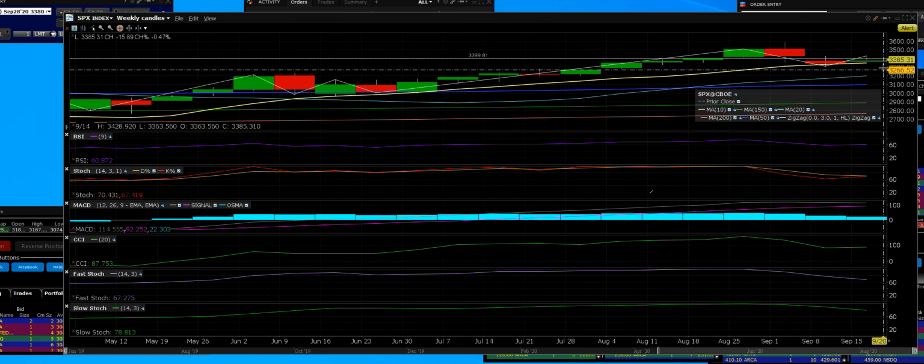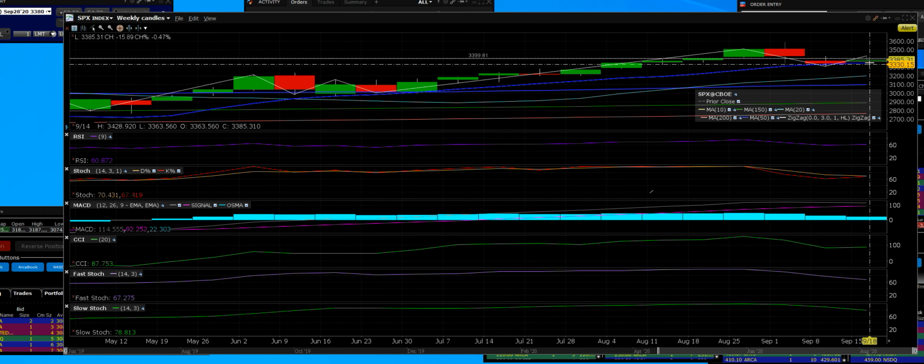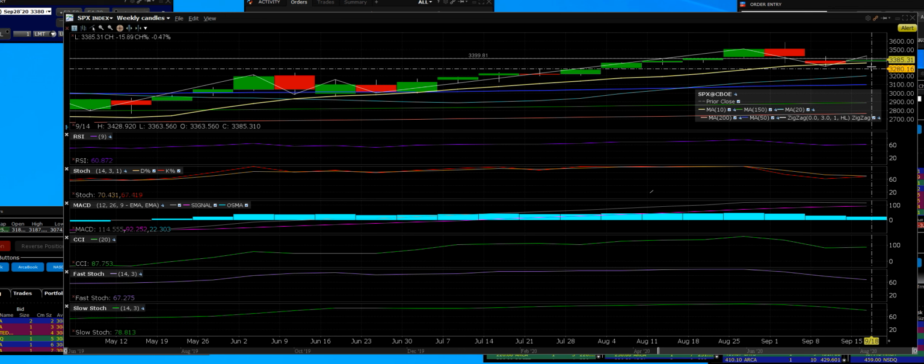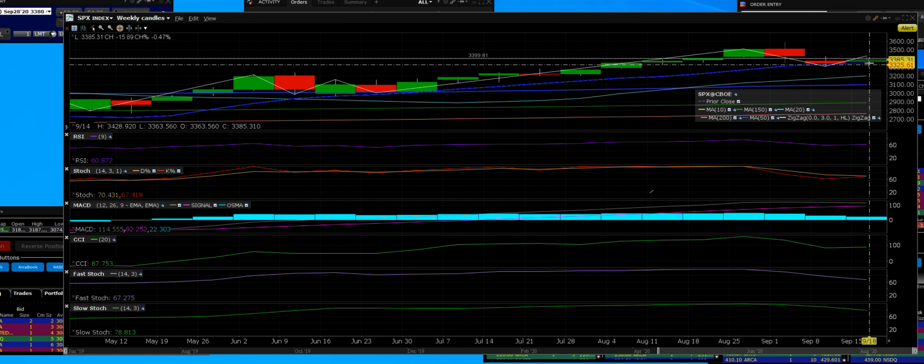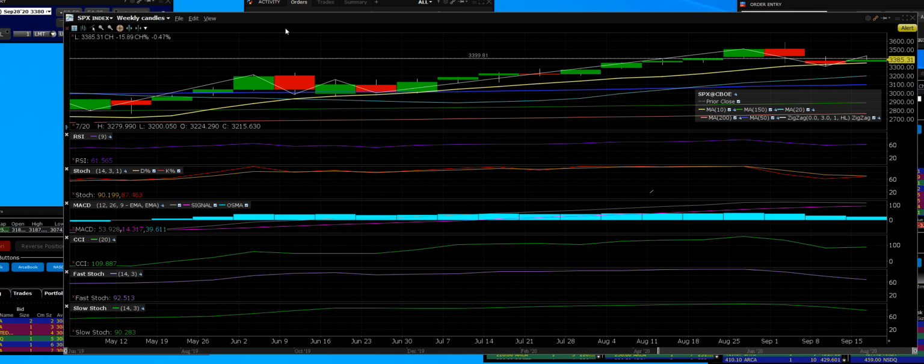And for the bears, now, you don't really get any real big traction unless you break that 10-week moving average and break these support levels. Then we go a lot lower. Be aware, everybody, with the volatility. Let it be known.